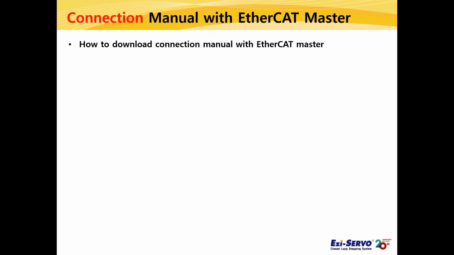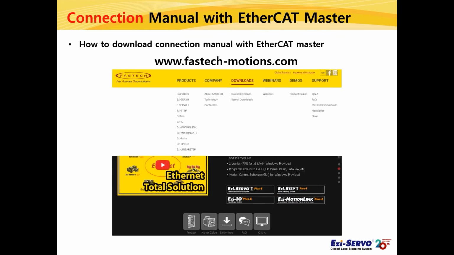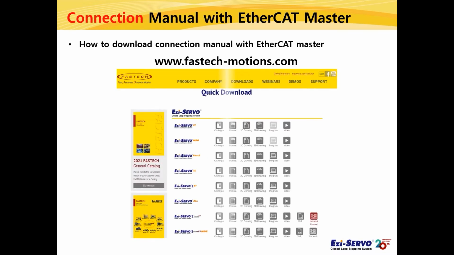And EtherCAT connection manual with each master can be downloaded from FASTECH website. If you access the following address and place the mouse pointer on the Downloads tab of the homepage, an item called Quick Download appears. Click on the item to display a list of products.